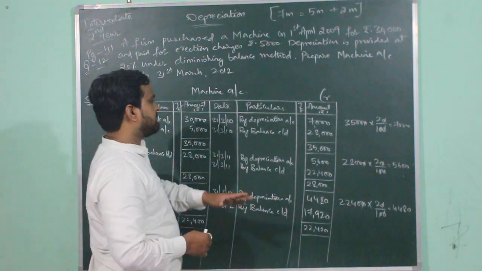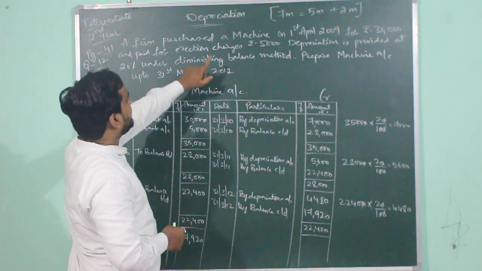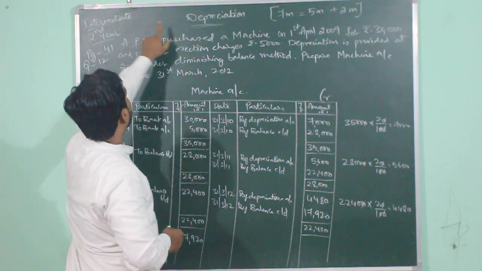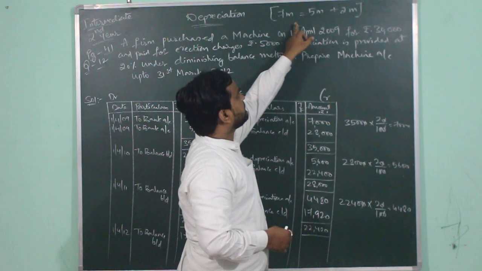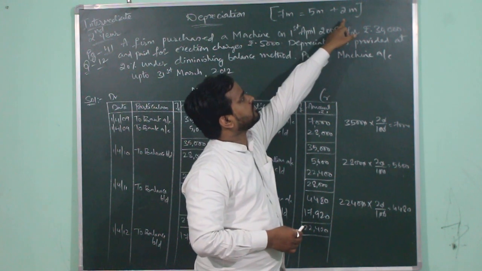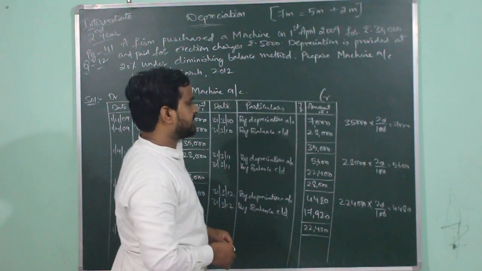In this video again I will be explaining a problem under diminishing balance method under the chapter depreciation. It's a chapter for intermediate second year students of Telangana, and the weightage for this chapter is 7 marks. A problem will be coming for 5 marks and a problem or a theory will be coming for 2 marks. Let us have a question.